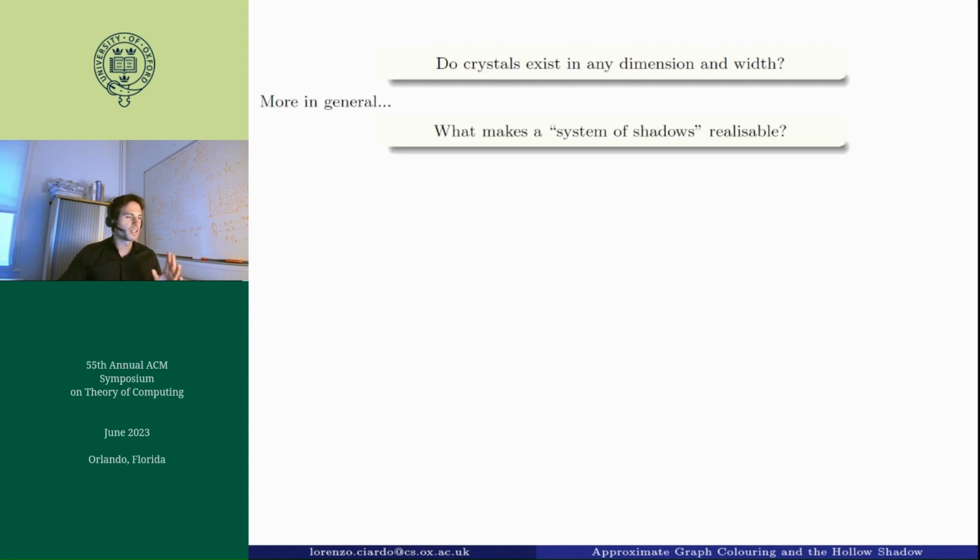We can actually approach this question in a bit more generality. So suppose that we have a set of shadows. When is this set of shadows actually the set of projections of a higher dimensional tensor? So when is a system of shadows realizable?